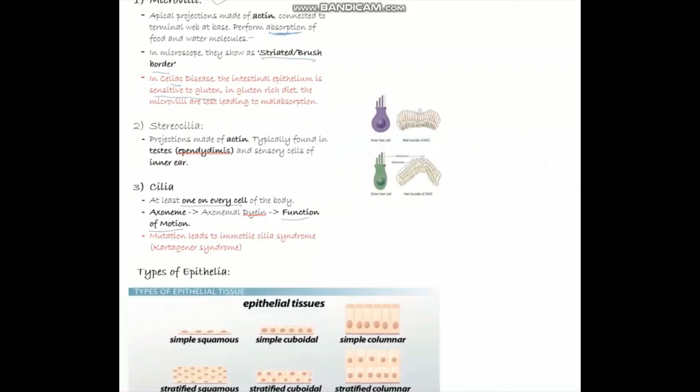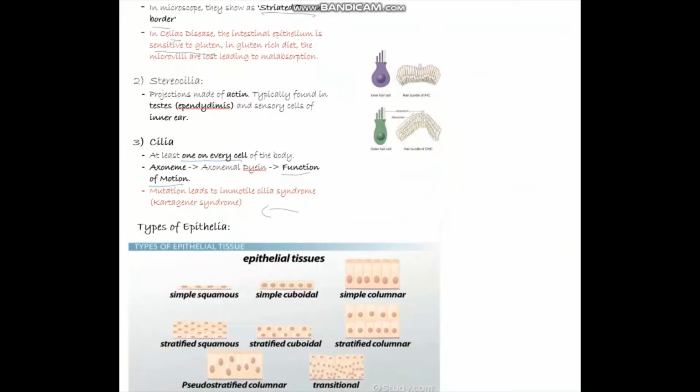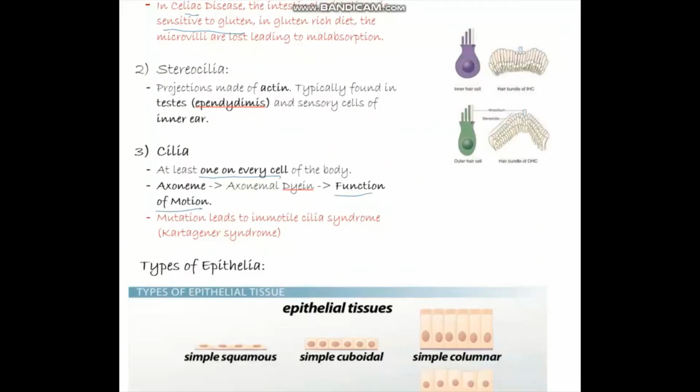And their mutation leads to immotile cilia syndrome, the Kartagener syndrome. You may come across this in medical genetics or biochemistry. And yeah, let's move on.